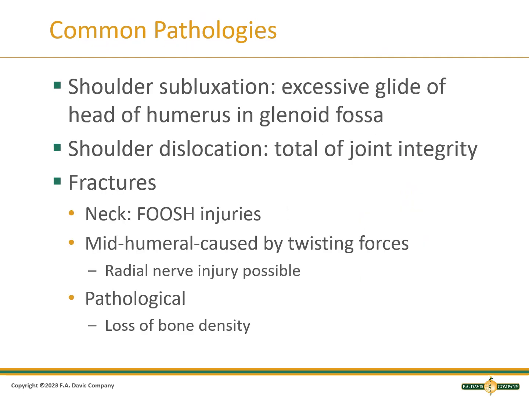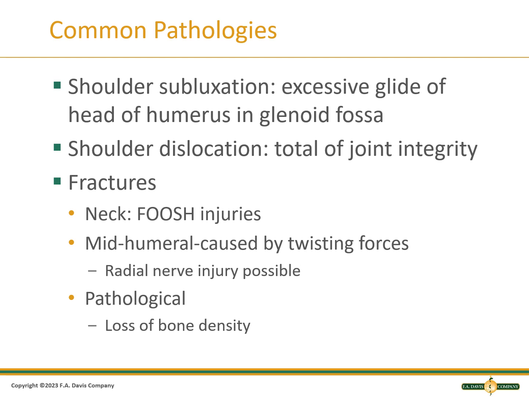Now that we understand the anatomy of the shoulder joint and how the motions happen, we will look at common pathologies that we can treat in therapy. Shoulder subluxation is going to be excessive glide of the head of the humerus and the glenoid fossa. So remember, that's that partial dislocation that we talked about, where the head of the humerus isn't completely out of the glenoid fossa, but it's also not sitting where it's supposed to.